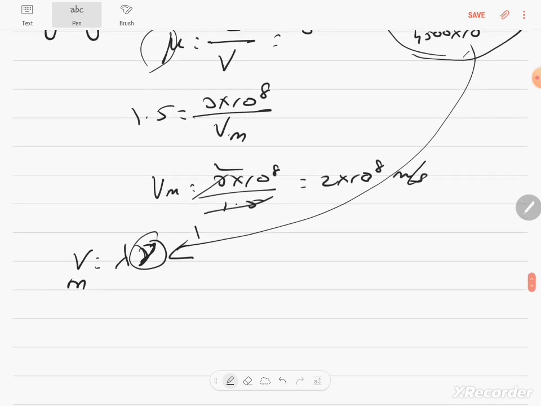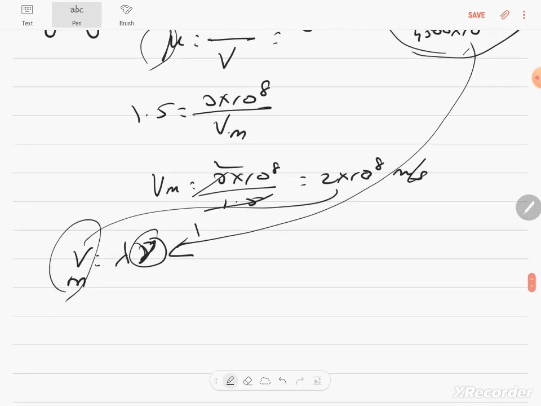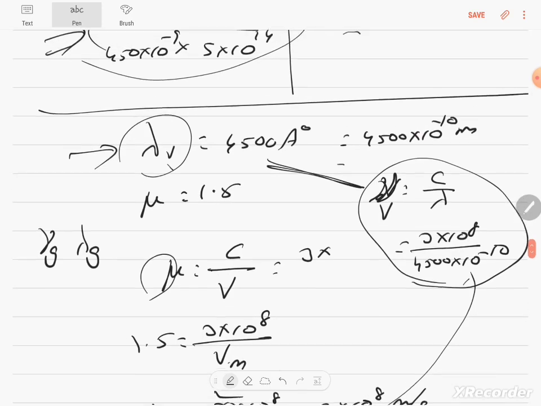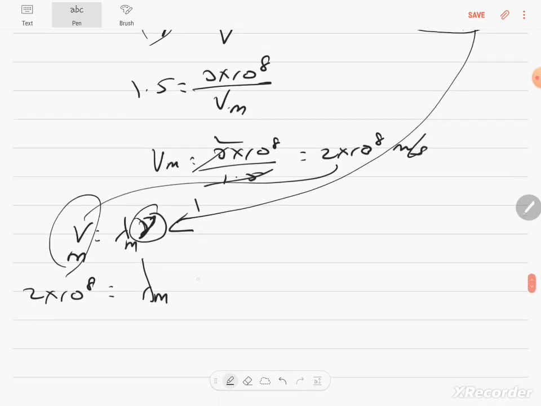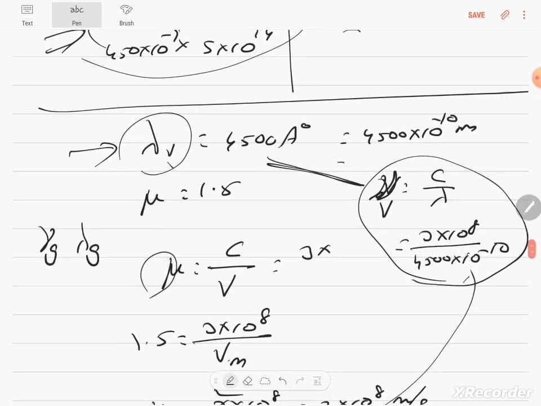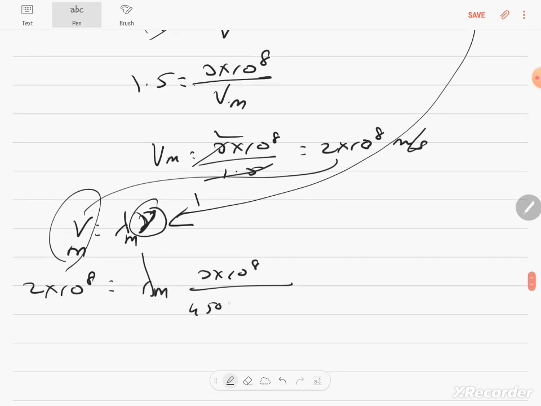So, do you know the velocity in the medium? So fill 2 into 10 to the power 8 is equal to lambda in the medium into frequency, and you can substitute the frequency here: 3 into 10 to the power 8 by 4500 into 10 to the power minus 10, and you can get lambda. This is how I do it. Any other easy method strikes you, please go ahead and do it. There's no fixed way. Okay, this is wavelength in medium.